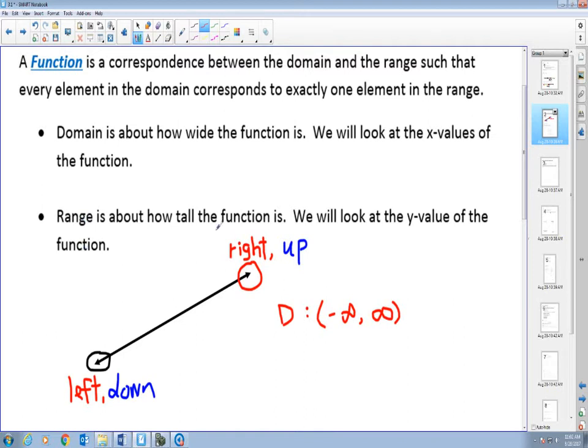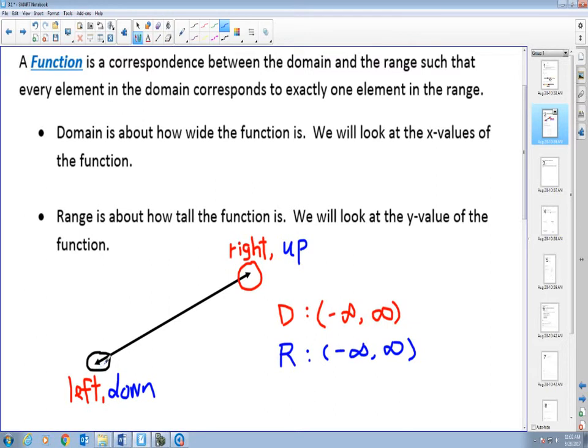All right, range is about how tall or the height of the graph or how tall the function is. So we are only looking at the y value of the function. All the y values going down, down, down, more negative y values, more positive y values. And that tells me that the range, looking from small to large, or down and up, will be from negative infinity all the way up to positive infinity. Okay? What we do not see is the actual x value and the y value.